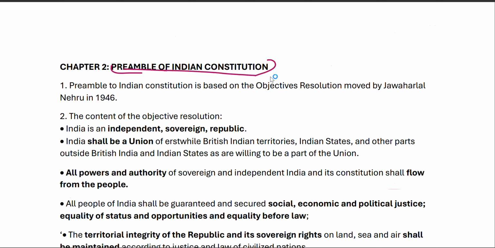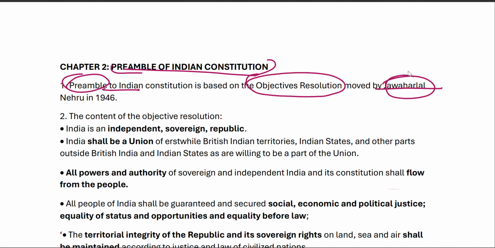Preamble of the Indian Constitution. This preamble is based on the Objective Resolution, which was moved by Jawaharlal Nehru. The Objective Resolution was moved in 1946 and it was accepted in 1946. The Preamble came into adoption on 26th November 1949.